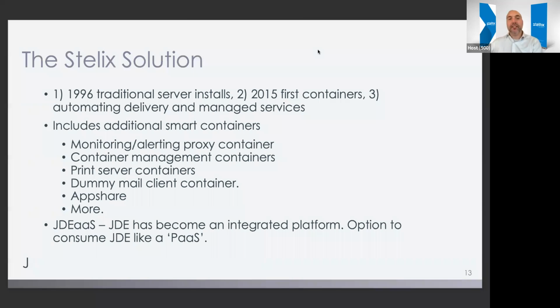There are container management containers, there's a print server, CUPS containers. We've been deploying dummy mail client containers where you just have one mail client for all the non-prod environments. So non-prod cannot send out emails, but all the emails end up in this one web interface in a small container. And even our mobile platform, AppShare, has a container potentially within infrastructure for JDE. And more. We actually built, like it says on the slide, JDE as a service. It's almost a platform for JDE. It has become a platform for JDE.